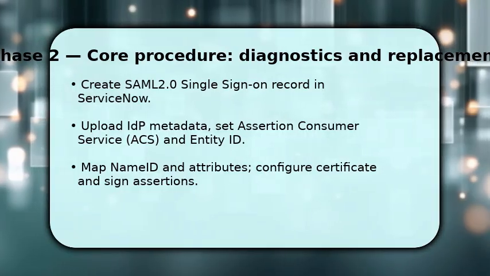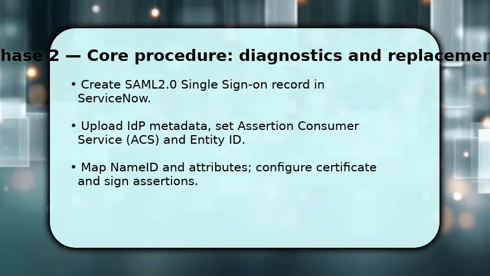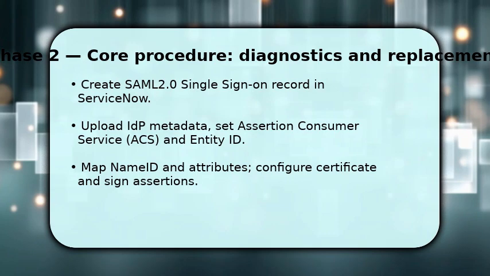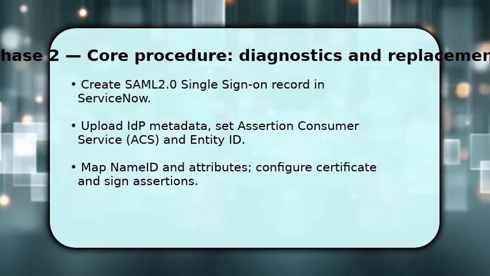Next, map incoming name ID and attribute statements to ServiceNow fields and set the user lookup field so accounts resolve properly. Make sure to save and toggle the SSO record to active before moving to testing.